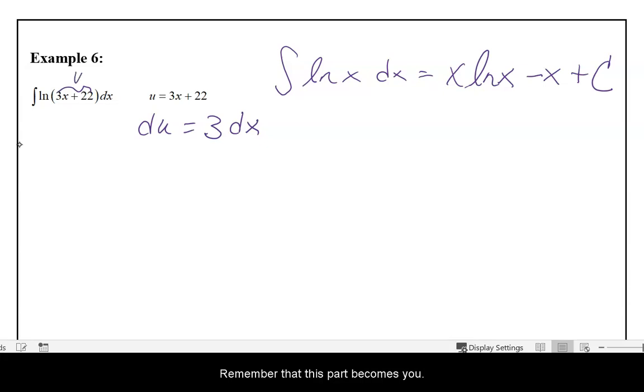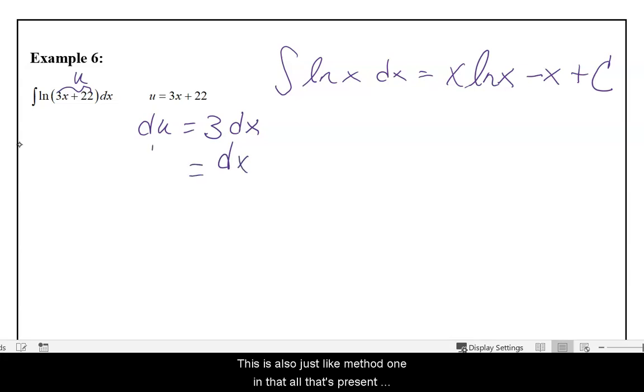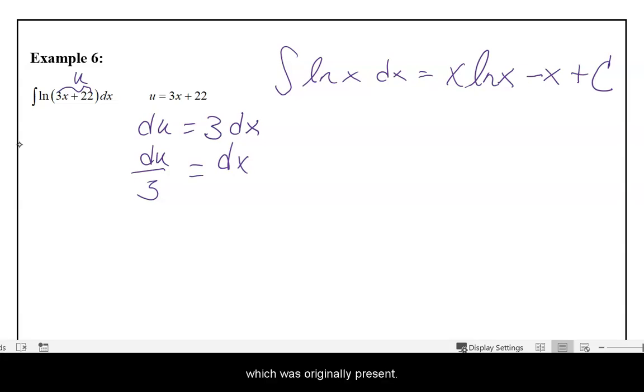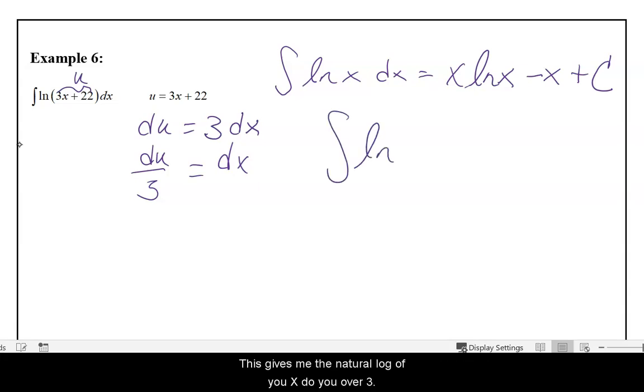Remember that this part becomes u. The 3 is missing. This is also just like method 1 in that all that's present is the differential, so I need to solve for the differential dx, which was originally present. That gives me du over 3 to substitute in place of dx. This gives me the natural log of u times du over 3.